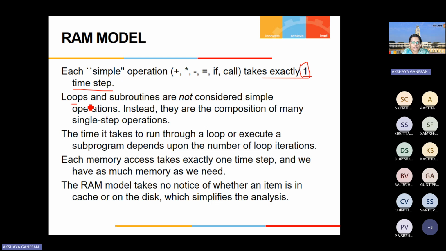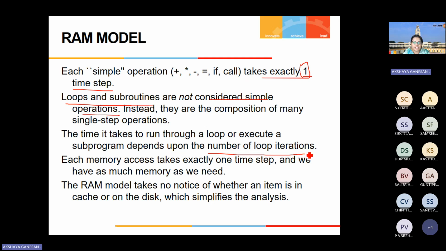Loops and subroutines are not simple primitive operations. They have to be repeated, and all the steps inside the loop and subroutines have to be repeated based on the number of times the loop will run. Loops are nothing but a composition of many single steps which get repeated again and again. So the time taken to run a loop or execute a subprogram depends on the number of times the loop will iterate. The number of loop iterations determines the total time the loop will take, so it is not a constant.